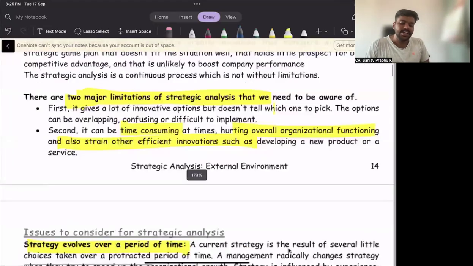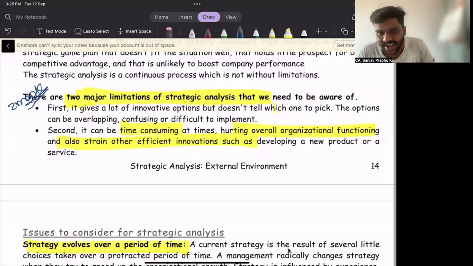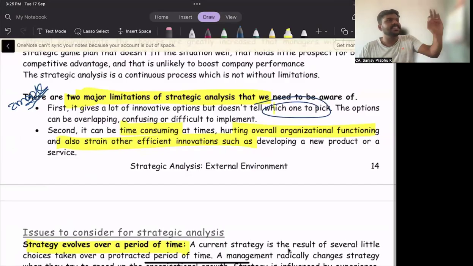So then what are the two limitations of strategic analysis? This is a two-mark question which can be asked. What are the two limitations of strategic analysis? First of all, it will give you different options, but it will not tell you which option you have to pick. See, when you are analyzing the environment, say for example, after plus two, I made an external environment analysis. What are the different opportunities?